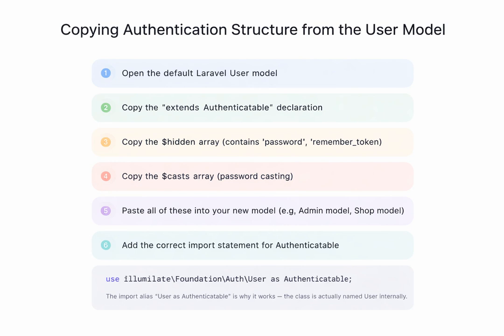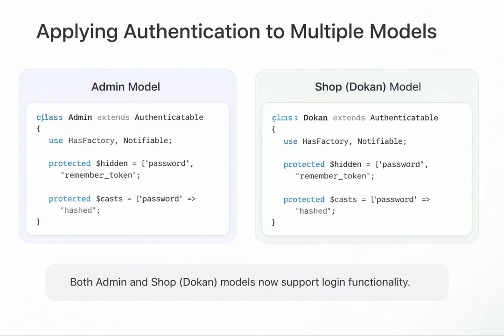One interesting thing the instructor discovers during this process is that the import for authenticatable is actually aliased from the user class. It reads use illuminate foundation auth user as authenticatable. That's why when you try to import it fresh, it might not auto-suggest correctly, because internally the class is named user, not authenticatable.